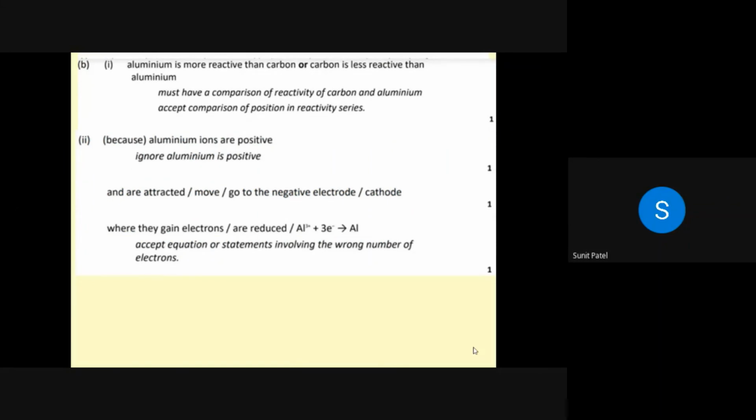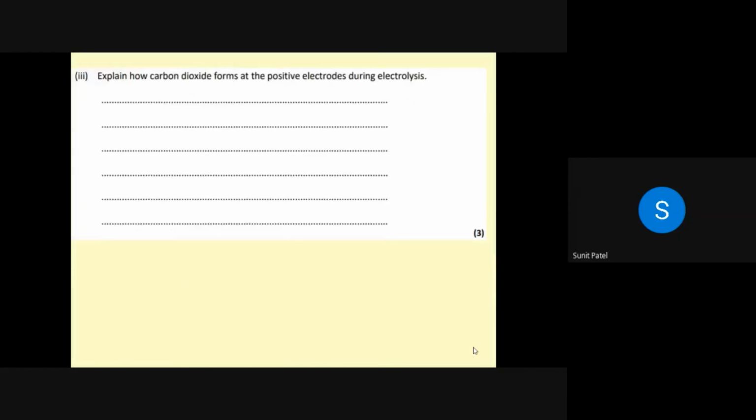Question 2, which was worth 3 marks, says explain why aluminium forms at the negative electrode during electrolysis. Remember, it's not just a 1 mark question, it's 3 marks. So we've got to say 3 points, if you like. This is where the equations come in to show that once the attraction has happened, there's an exchange of electrons going on at that part. So aluminium ions are positive, they're attracted to the negative electrode, where they gain those electrons to become aluminium.